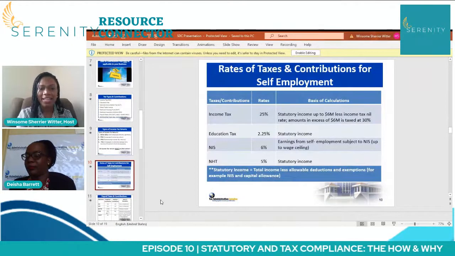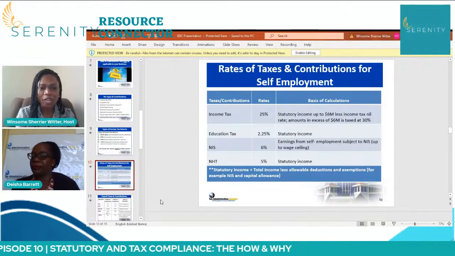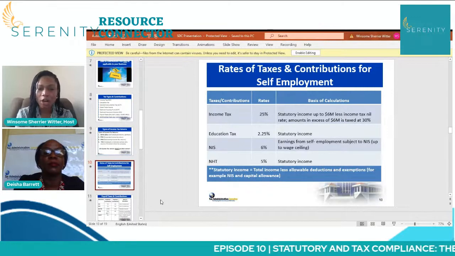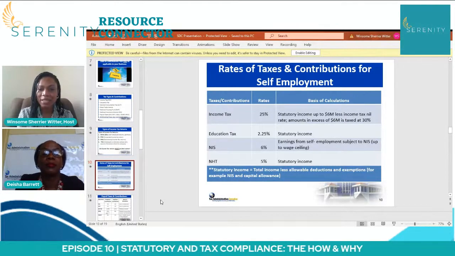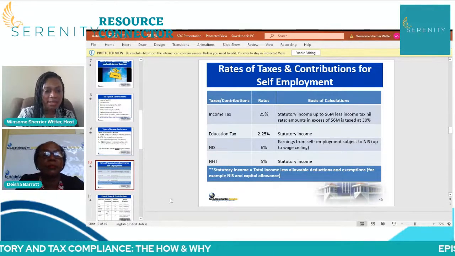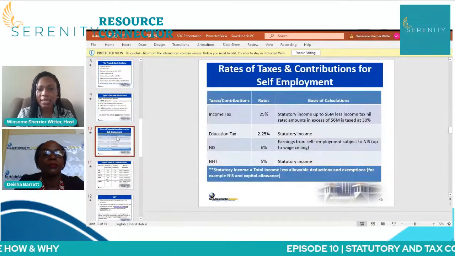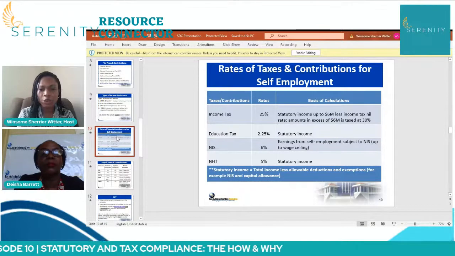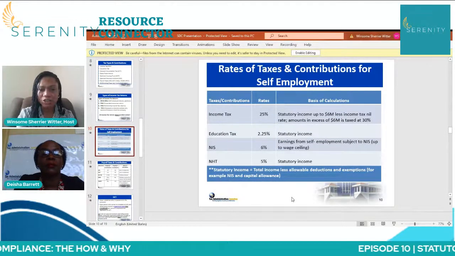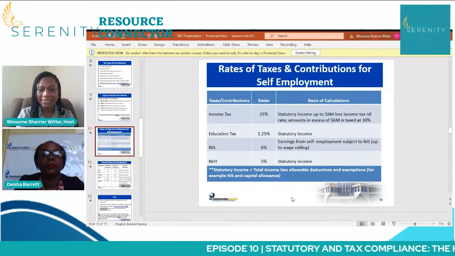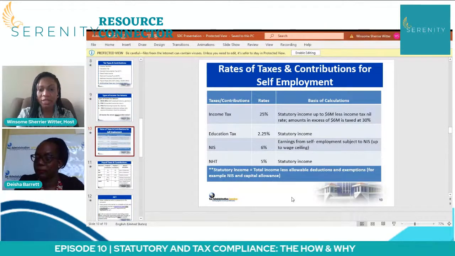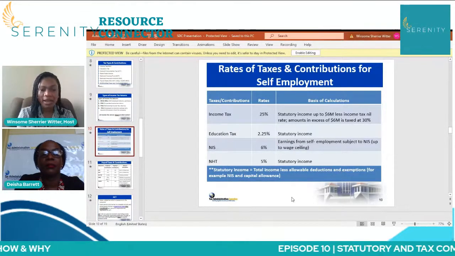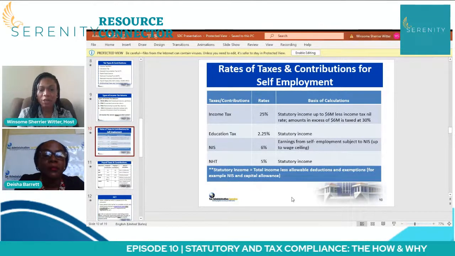All right. Here are the rates and contributions for self-employed. So for income tax, 25%, basis of calculation, your statutory income up to 6 million less income tax, nil rate. Let's see what's going on down here. All right. And then amounts in excess of 6 million is taxed at 30%. Education tax 2.25% on your statutory income. NIS 6%. We're talking about self-employed contributions. Earnings from your self-employment, which is subject to NIS up to the wage ceiling. NHT 5% on your statutory income.